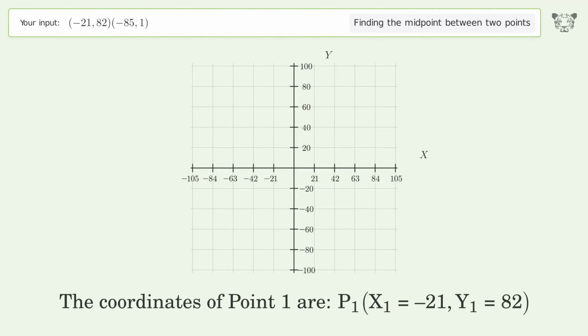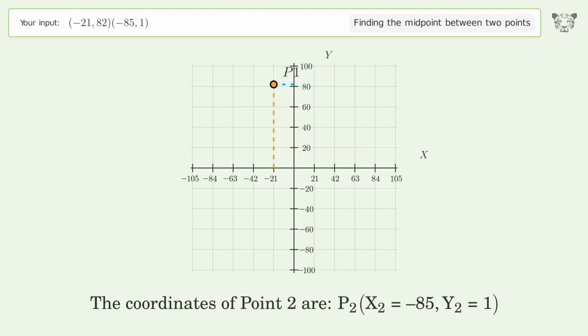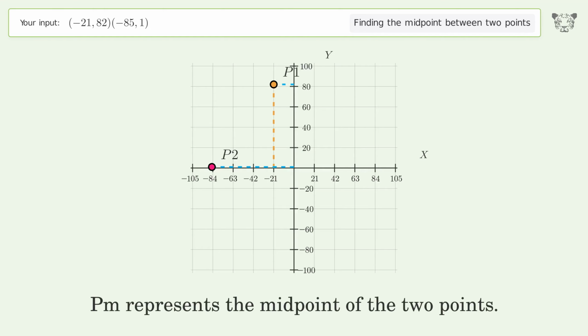The coordinates of point 1 are, x1 equals -21, y1 equals 82. The coordinates of point 2 are, x2 equals -85, y2 equals 1. PM represents the midpoint of the 2 points.